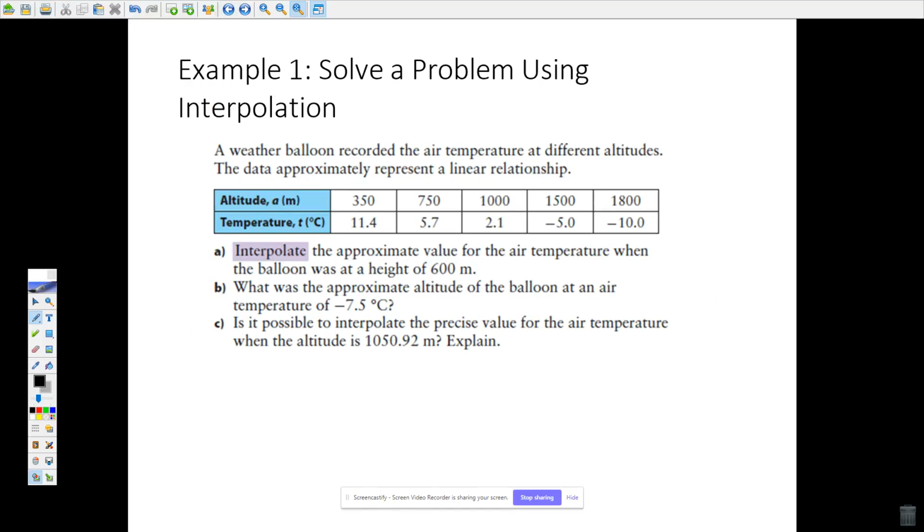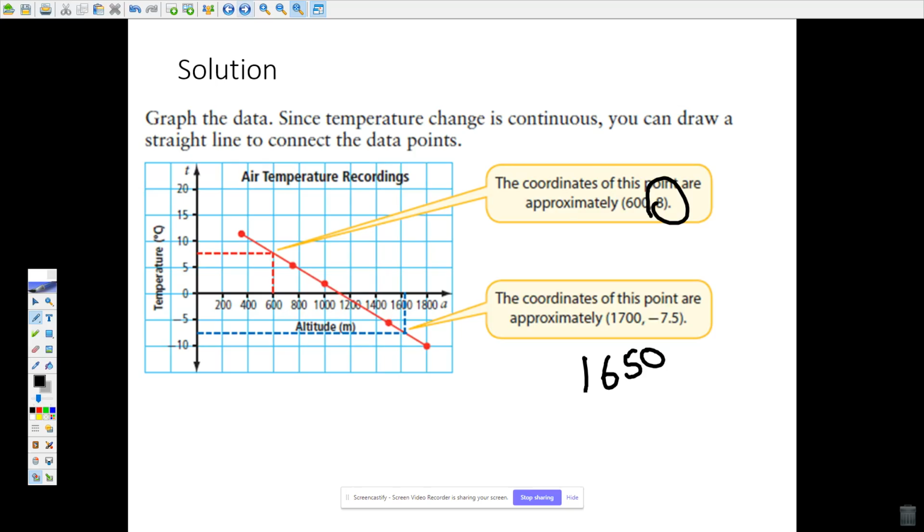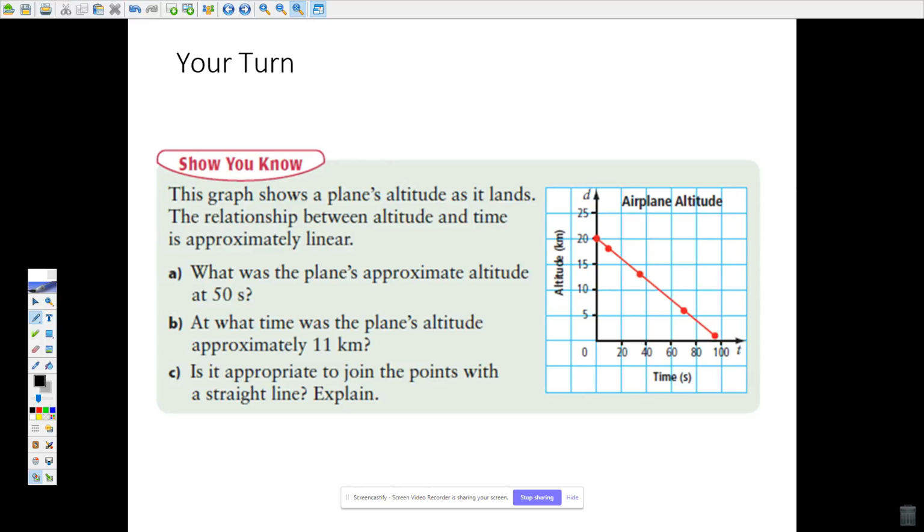The third question says, is it possible to interpolate the precise value for the air temperature when the altitude is 1050.92? As you can see, there's no way for us to tell where 1050.92 is right here. So we cannot say the exact temperature. We can only give approximations. At this point, I would like you to pause your video for a moment and attempt these three questions on your own. Pause now.